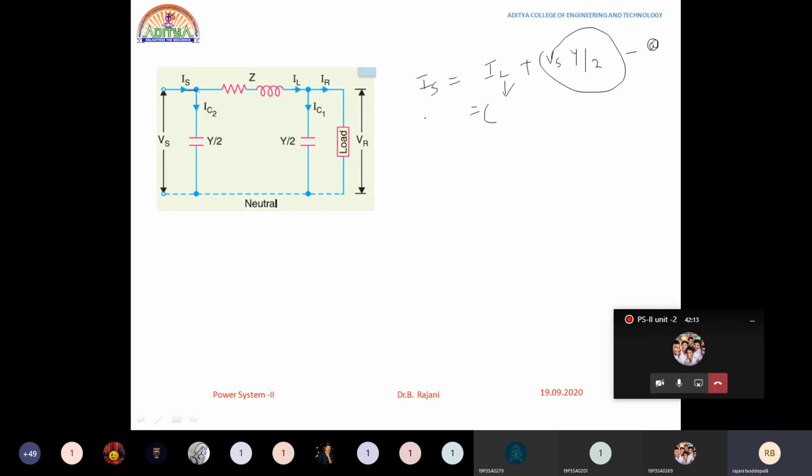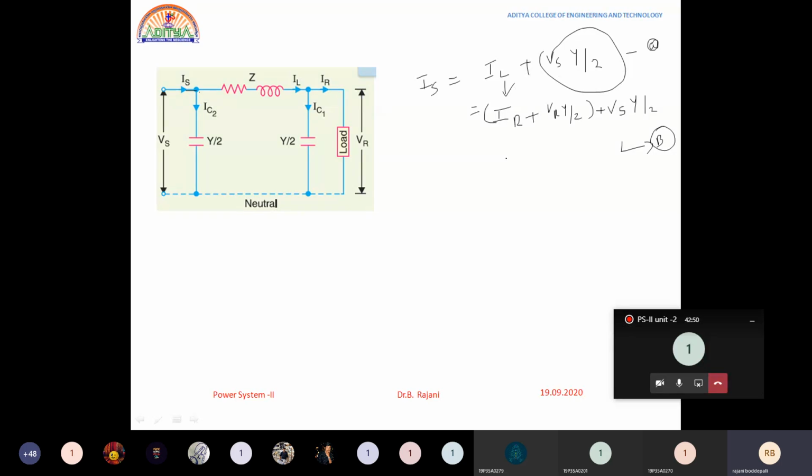IL is equal to IR plus IC1. Now I have to substitute this one: IR plus VR into Y by 2, plus Vs into Y by 2. Let us suppose this is equation B. Now, putting the value of Vs from equation A into B.